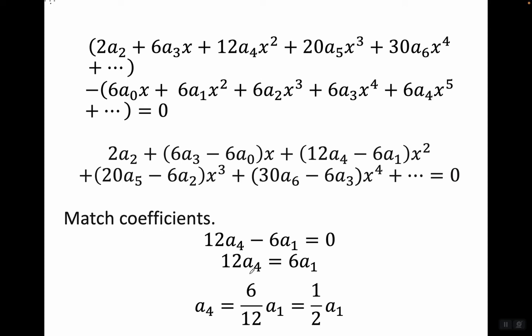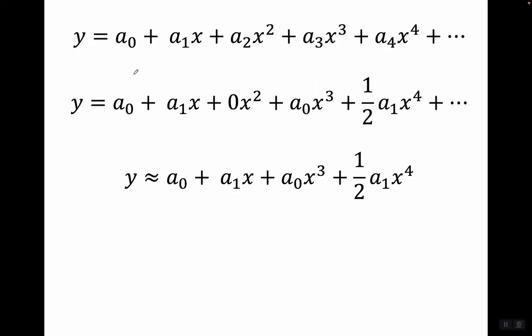Now let's match the coefficients for x squared. 12a4 minus 6a1 equals 0. That means 12a4 equals 6a1. In other words, a4 equals 6/12 a1 or 1/2 a1. And believe it or not, we're done. We wanted y equals a0 plus a1x plus a2x squared, and so on. But we wanted to express that just in terms of a0 and a1. Well, a2 is 0. We saw that a moment ago. a3 is equal to a0, and a4 is equal to 1/2 a1.